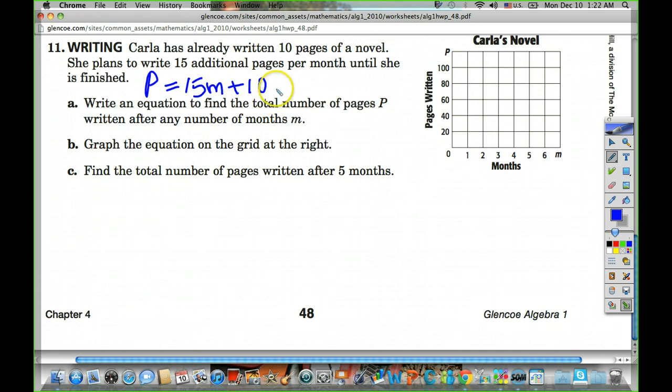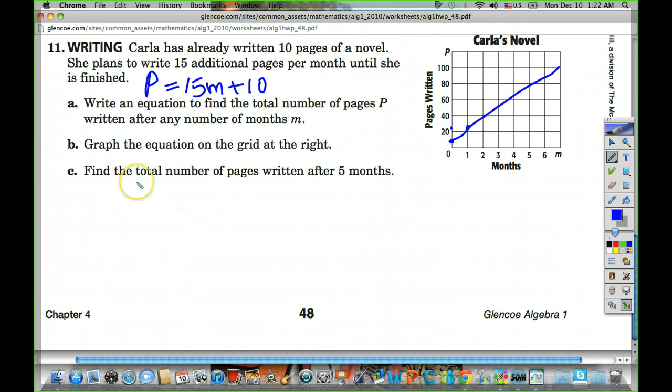Second part, graph the equation on the grid at the right. So you're again starting with the y-intercept, plus 10. So they're counting by 20s here. So I'm going to put the midpoint right here. And that's my y-intercept. From there, you rise 15. And 15 is always the same as 15 over 1. So you're going to rise 15 from 10. That'll be 25. And you're going to run 1. So there's my other spot. My 2 points. Connect the dots in a straight line.